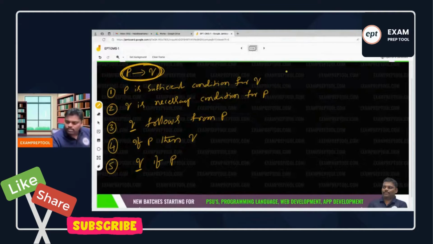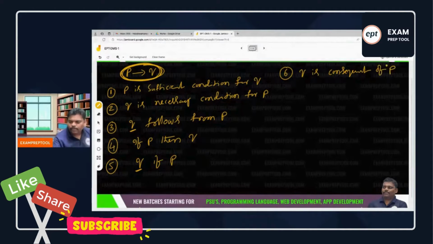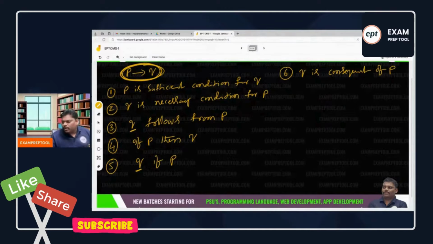Fine. Go to the sixth one. All the possibilities I have written. One more thing. Q is the consequent of P. Q is the consequence of P. It means you got the Q from P. Indirectly, it means Q is the consequent of P. Q is the result of P. Consequent means result. Q is the result of P.